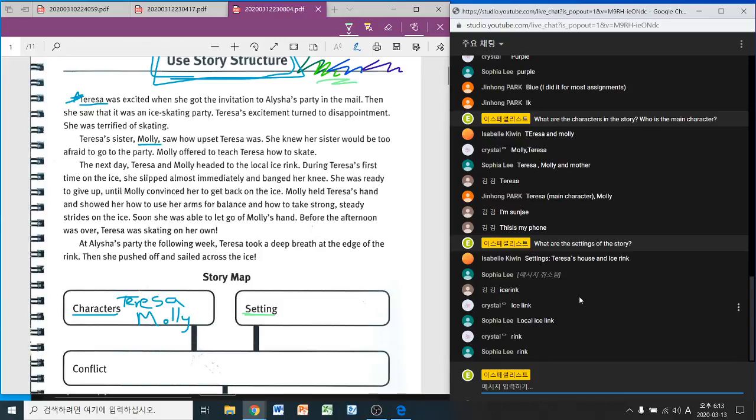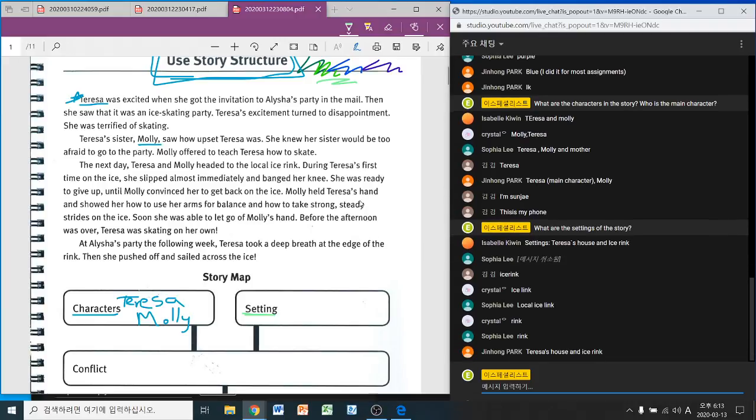Okay, there's more than one setting. Alright, we're getting this right. Here we know that this is Teresa's house. Does it say she's at her house? Does it say anywhere here Teresa's house? We don't see Teresa's house anywhere here.